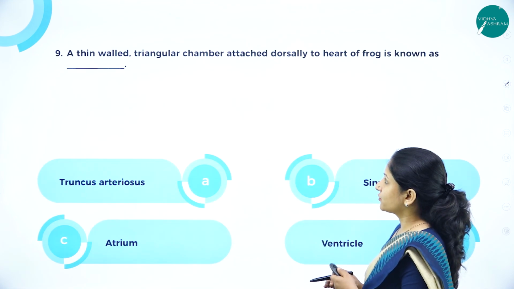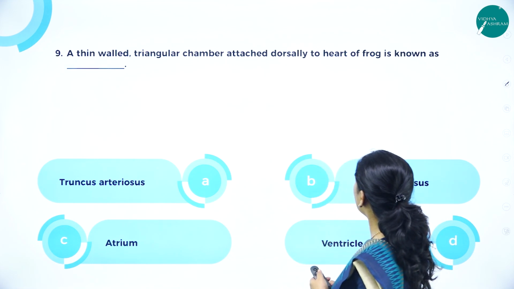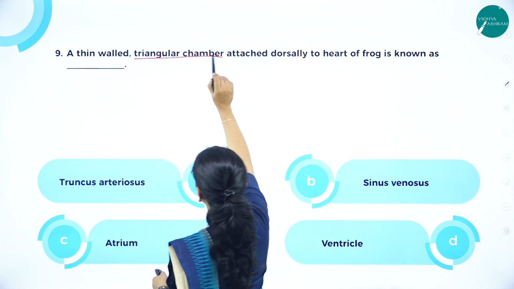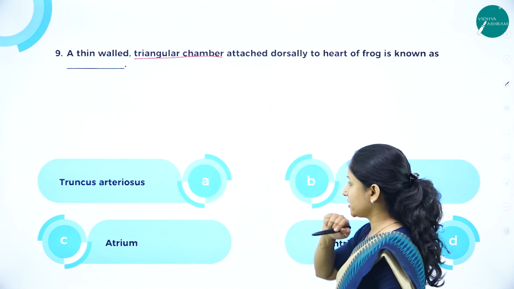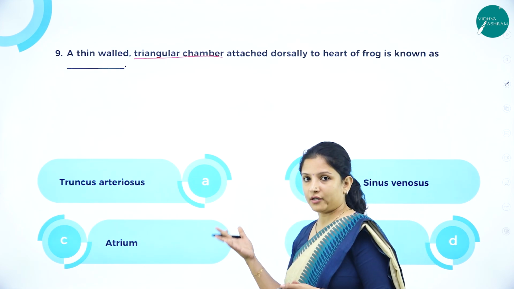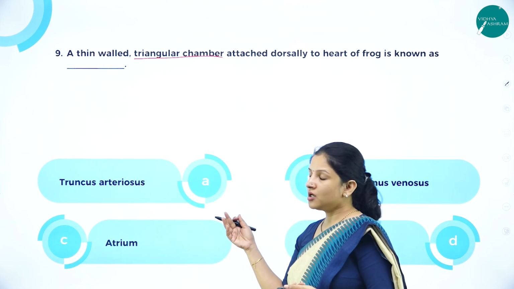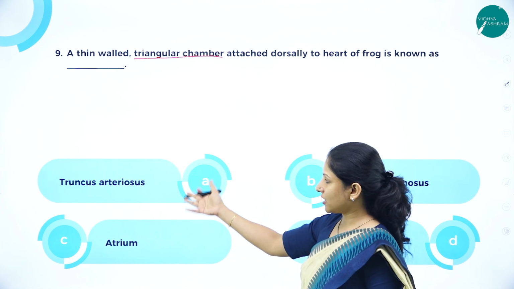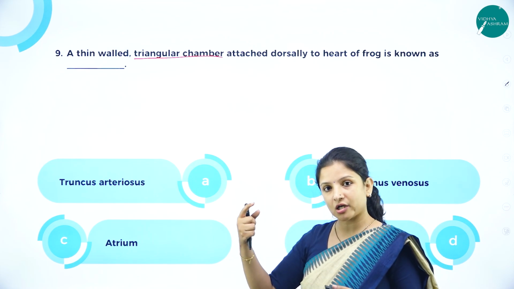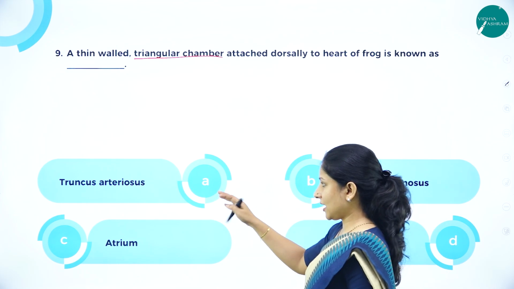Next question. A thin-walled triangular chamber attached dorsally to the heart of frog is known as. When you read this triangular chamber itself, you have to understand what the answer might be. Truncus arteriosus, you don't have to worry about this because it is not mentioned in the NCERT textbook, so you can eliminate this option. But still, the reason why truncus arteriosus is not correct is because it is a tube-like structure connected to the right side of the ventricle. So this answer is wrong.